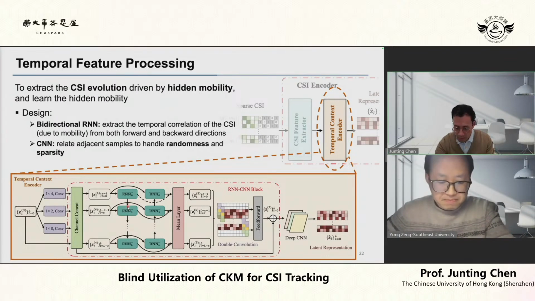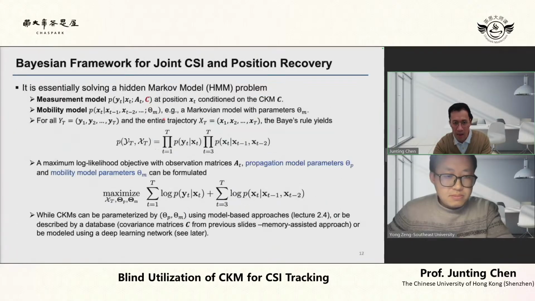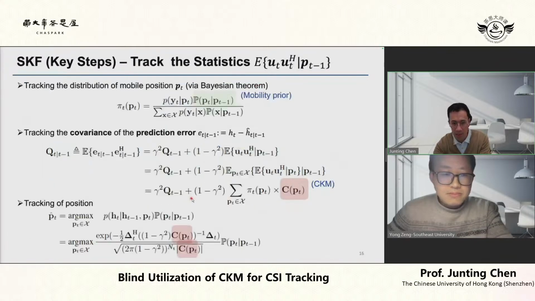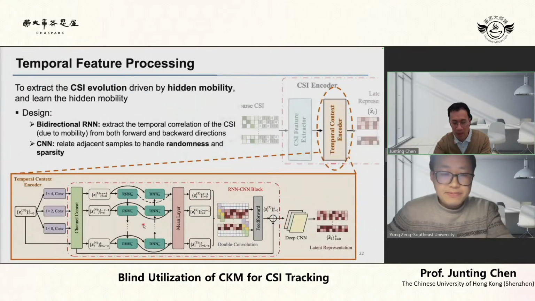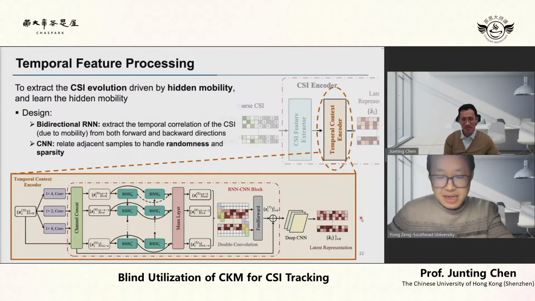From our standing, the coefficients of this network simply try to memorize the mobility pattern that was described by the mobility model in the Bayesian framework, where the mobility model is restricted to some parametric model, but the mobility information is believed to be memorized in the coefficients of the deep learning network. So I'm not sure that I have answered this question, but this is the best I know from our experiments and our design.